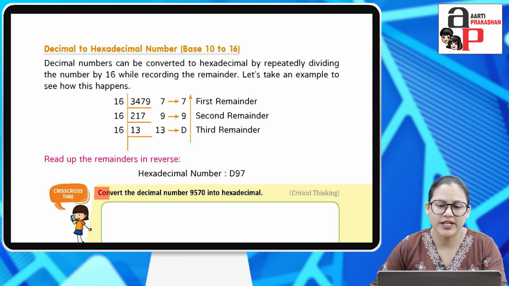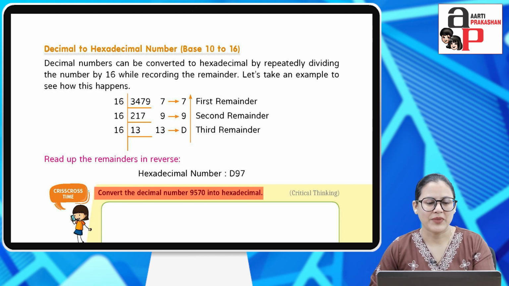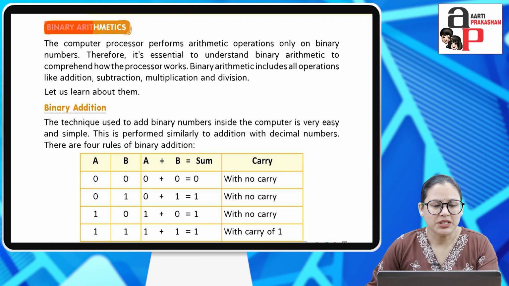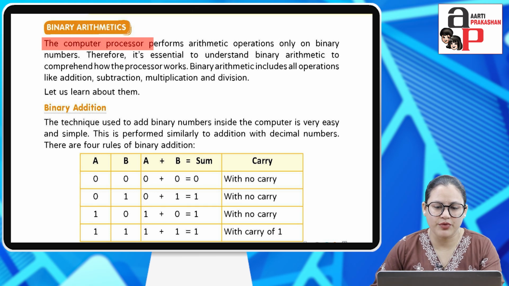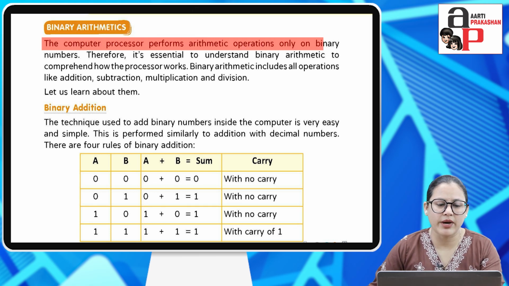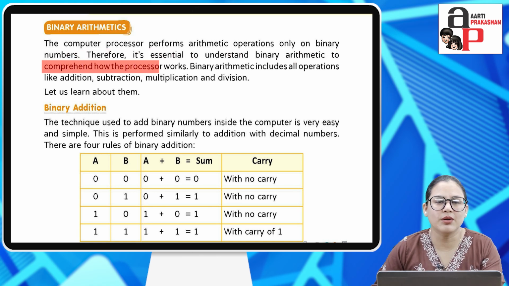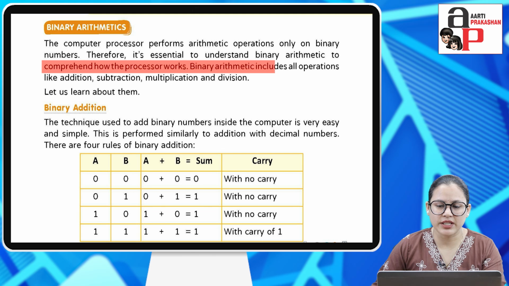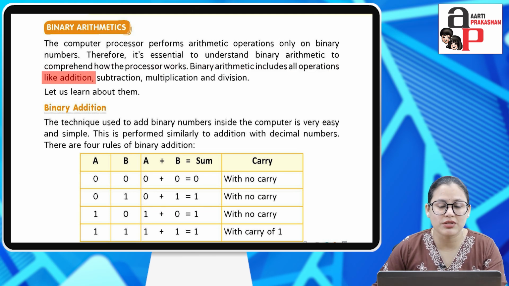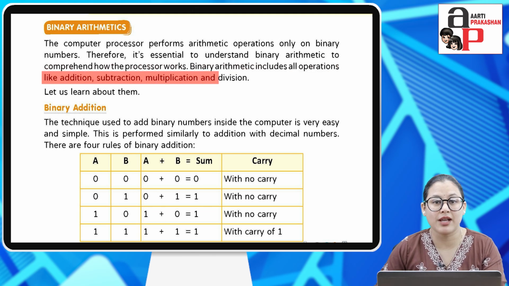Crisscross triangle, you have to convert the decimal number given over here, 9570, into hexadecimal. Okay. Next, binary arithmetic. The computer processor performs arithmetic operations only on binary numbers. Therefore, it's essential to understand binary arithmetic to comprehend how the processor works. Binary arithmetic includes all operations like addition, subtraction, multiplication, and division.